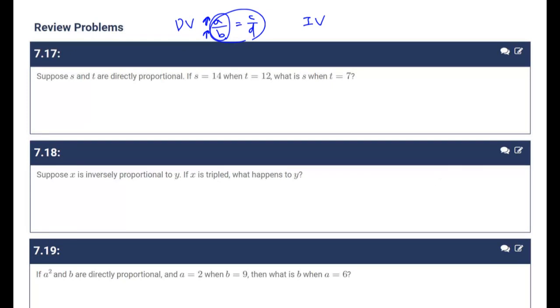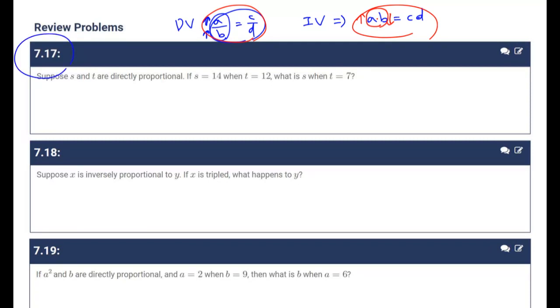Inverse variation is a times b equals c times d. Why? Because if a is increased, b has to decrease in order to keep these products the same amount, right? So make sure you're not confused with these two, okay? So I'm going to move on to the first question, 7.17.